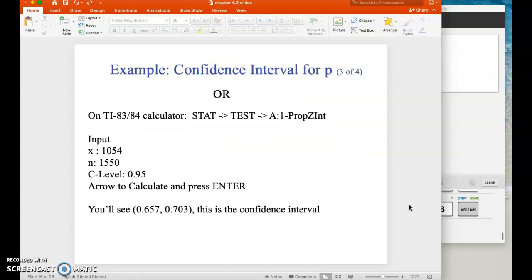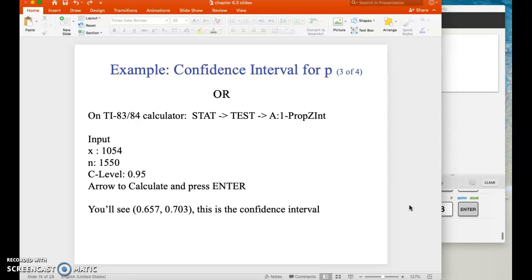Another option is to use the TI-83 or TI-84 calculator in order to find the confidence interval. In that case, we're going to use our calculator. We're going to press stat, then test, then arrow down to 1-PropZInt. You're going to input 1054 as the x value, and for n, the sample size, you're going to input 1550.